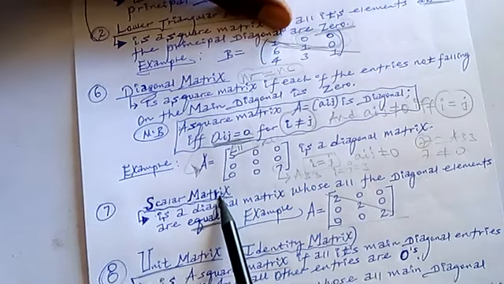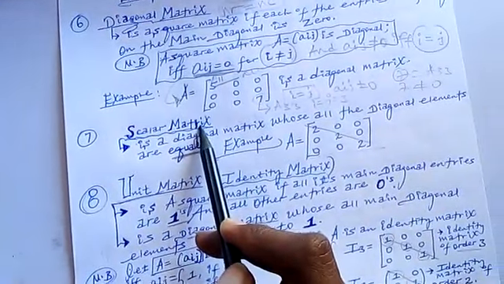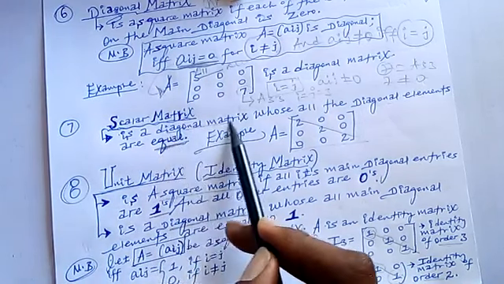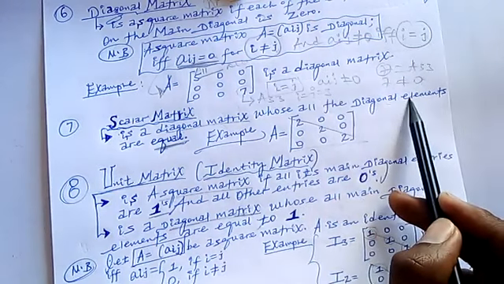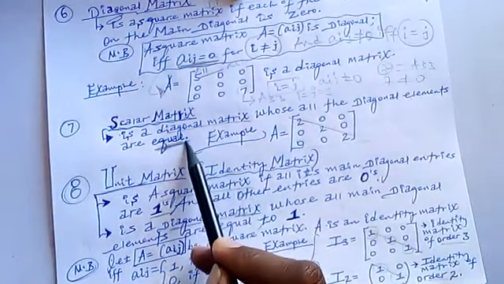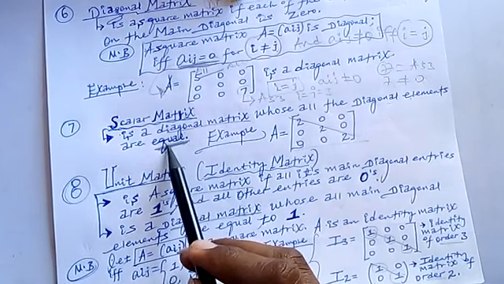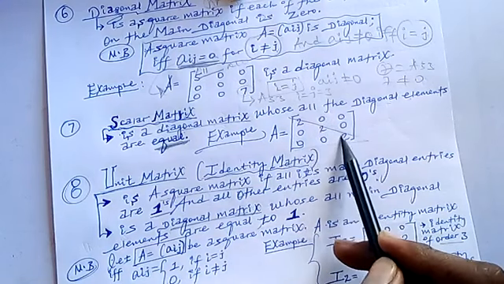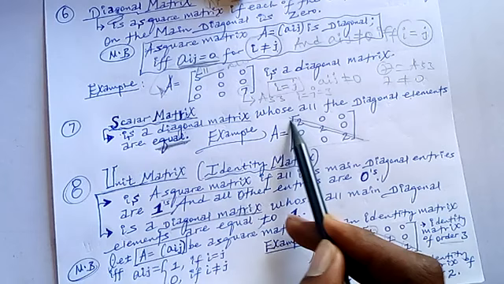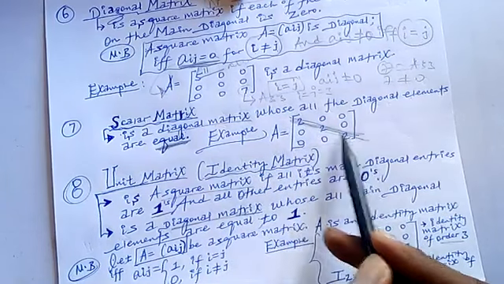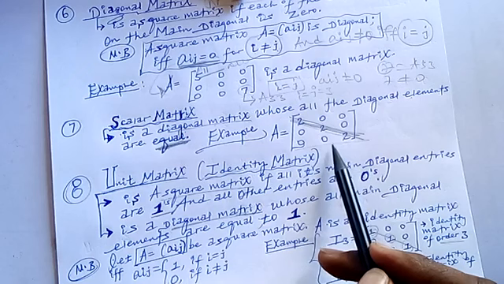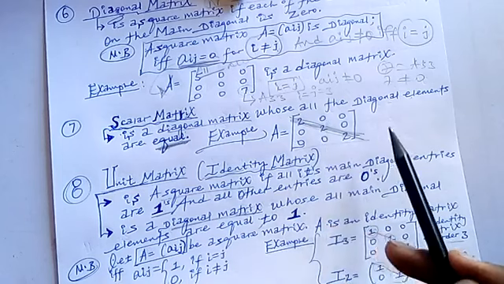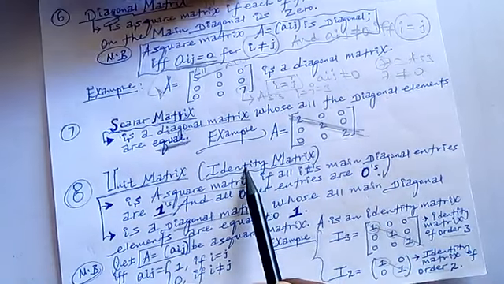The seventh type of matrix is the scalar matrix. A scalar matrix is a diagonal matrix whose diagonal elements are all equal. Example: A is 2 0 0, 0 2 0, 0 0 2. These 2s are the diagonal entries. Therefore, they are equal. In a scalar matrix, all the diagonal entries are equal.